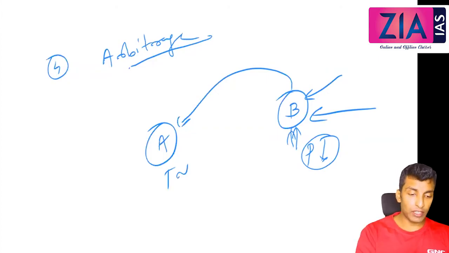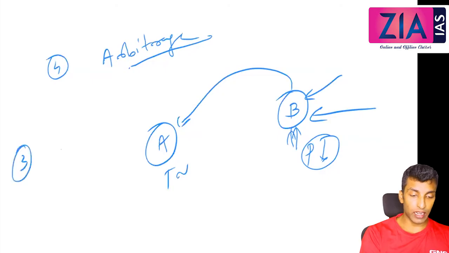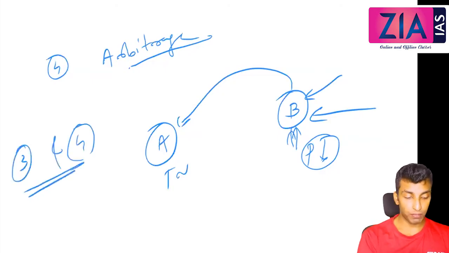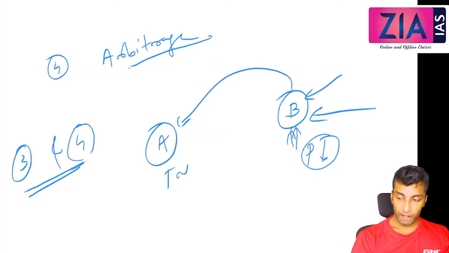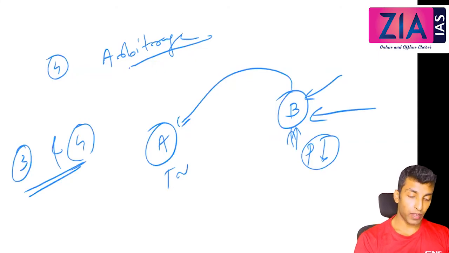Okay, now what is the difference between 3 and 4, speculation and arbitrage? What is the main difference? Market is different. No. See, where is the risk more, in arbitrage or in speculation? In speculation, risk is more.